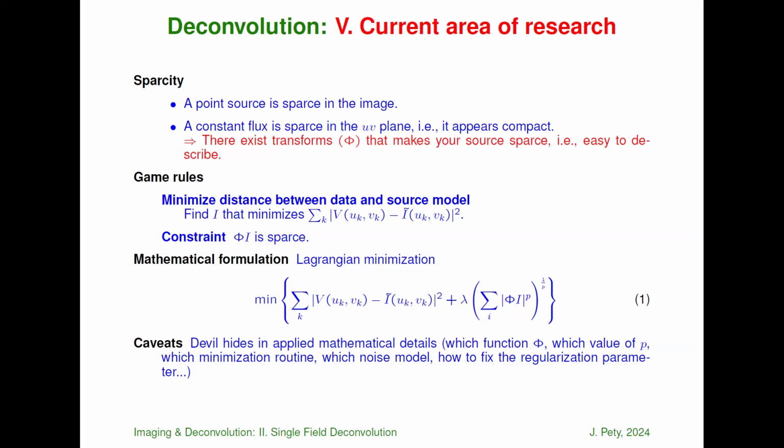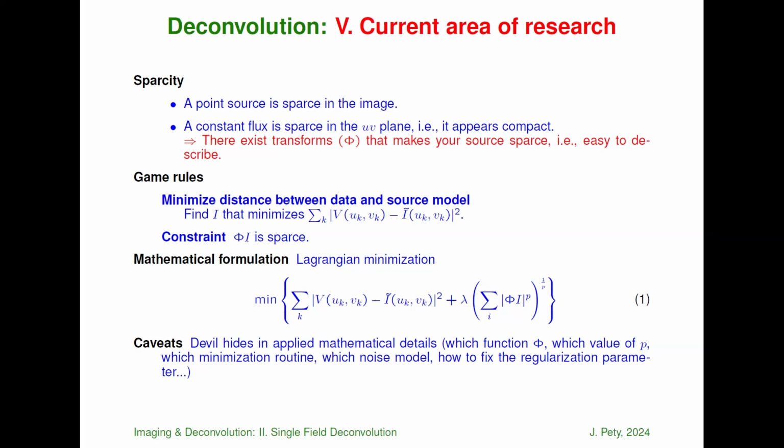How are you doing this? You're doing a Lagrangian minimization, so you're minimizing the chi-square plus a Lagrangian parameter times, for each pixel, the sum of the absolute value of phi I at the power p, all to the power 1 over p. So this is a norm. This one is a norm L2, and this one is another norm that is called Lp. And if p is 1 or lower than 1, the lower the value of p, the more sparse you will make your source. That seems very easy like this, but in fact it's not.